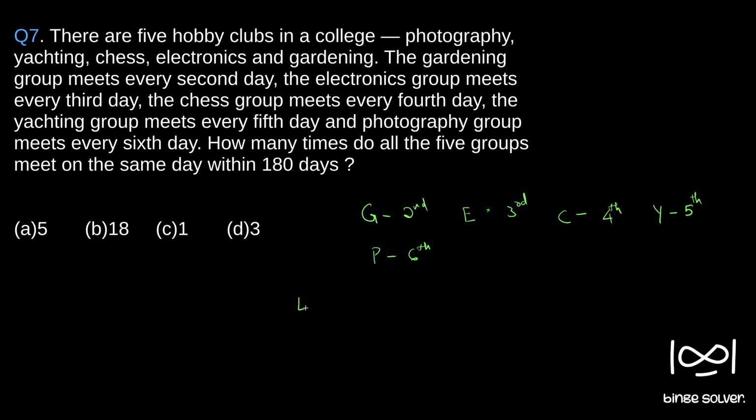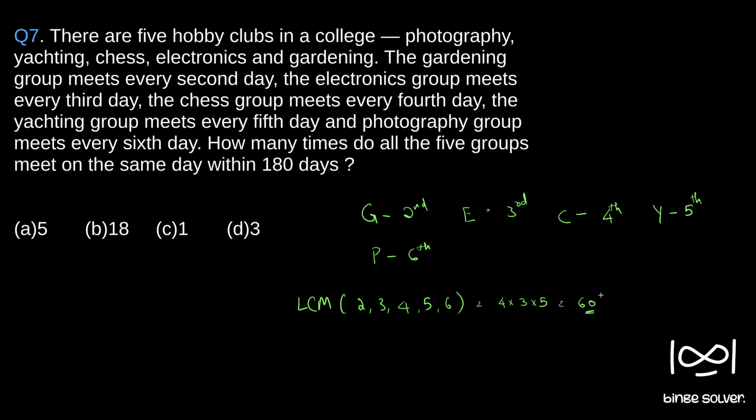So LCM of 2, 3, 4, 5, 6, you will get here 4 into 3, which is 12, and we need one more 5. So this is 60. So LCM of these numbers is 60.